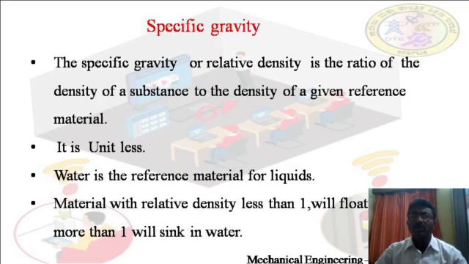Next, we shall see about specific gravity. Specific gravity is also called relative density. The specific gravity or relative density is the ratio of the density of a substance to the density of a given reference material. For liquids, water is taken as the reference material. The specific gravity is unitless.